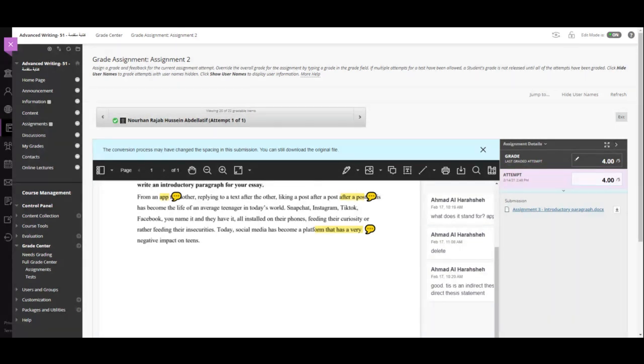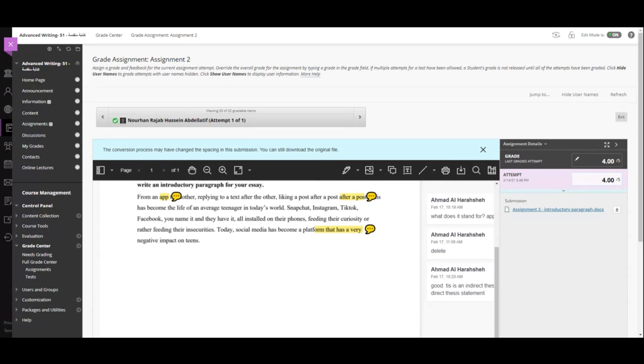Social media applications such as Snapchat, Instagram, TikTok, Facebook. There are so many. We have more than 10 nowadays, right? More than 10, right? You name it, and they have it all installed on their phones, feeding their curiosity, or rather feeding their insecurities. Today's social media has become a platform that has a very negative impact on teens.